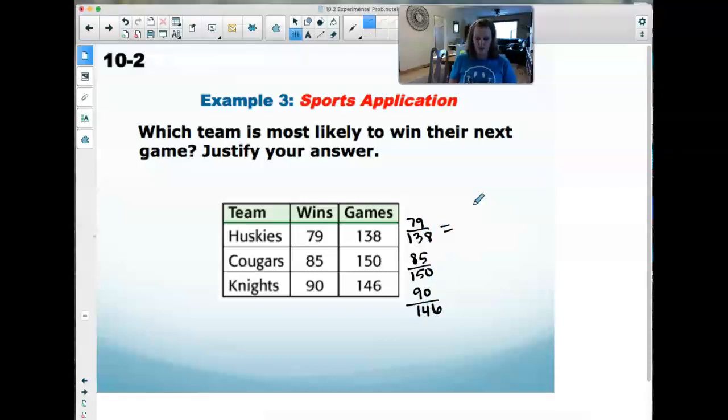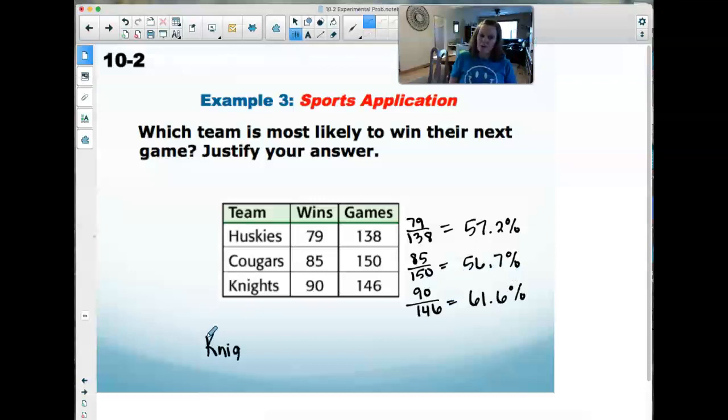So let me grab my calculator. 79 divided by 138. This would be 57.2%. 85 divided by 150 ends up being 56.7%. And then 90 divided by 146 ends up being 61.6%, meaning that the Knights would be most likely to win their next game because they have the highest percentage of wins.